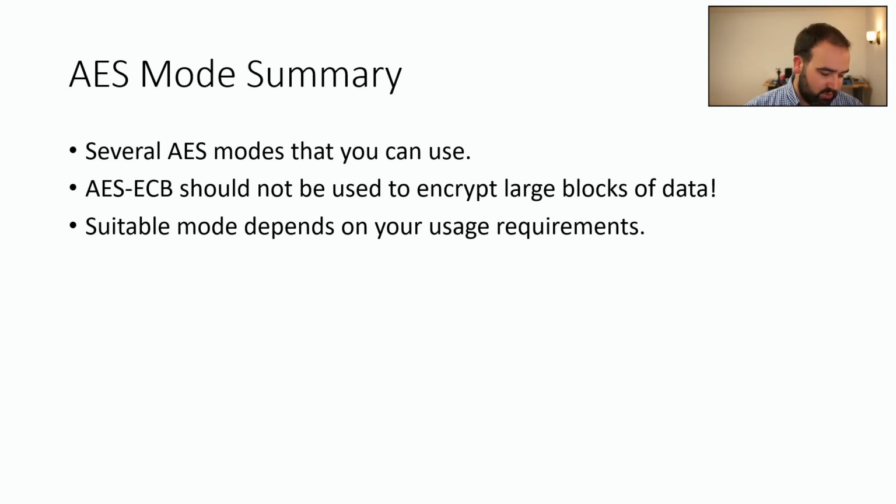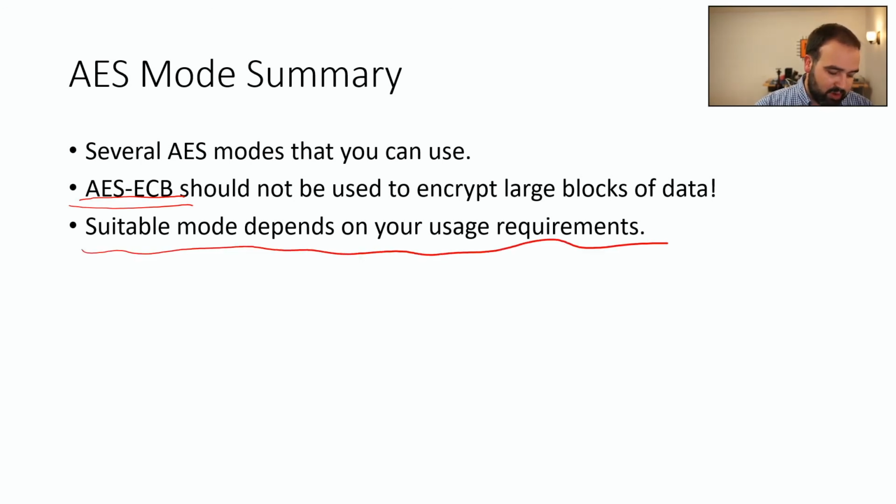The real takeaway is do not use AES-ECB if you're encrypting a large amount of data, basically more than one block, because any block of input data with ECB is always going to map to the same output data with the same key. The suitable mode will depend on your usage requirements. If you're building a hard drive, XTS would make sense because that's the standard. If you're doing a communications interface, counter mode is used extensively for that, and maybe you want authentication, so GCM, et cetera.